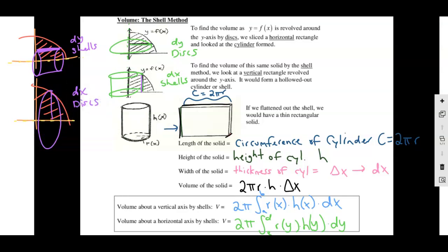And it could be disk or it could be washers, but they're kind of counterparts for each other. The disk and the washer is going to be one method, either the dx or the dy, and then the shells will be the other one. We can pretty much always do either dx or dy, but one of them will be the washers and the other one will be the shells. So it's kind of nice to know both.